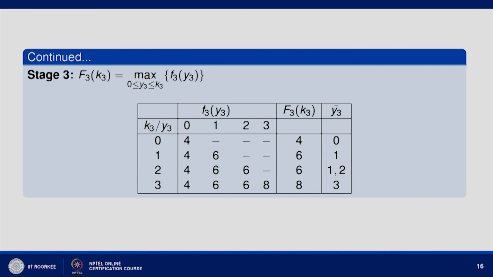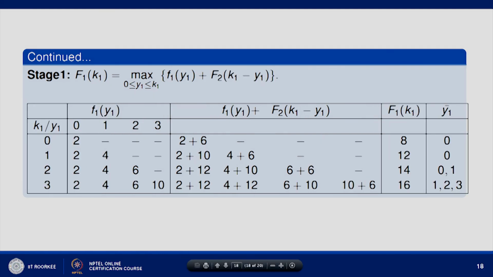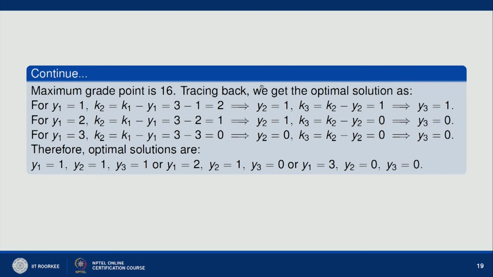So, again we start from stage 3 and go to stage 1, following the same lines as we did in the last example. We will obtain that the maximum credits is 16 units, and that can be obtained if y1 bar is 1, 2 or 3. So, that is the maximum grade point, 16 units.